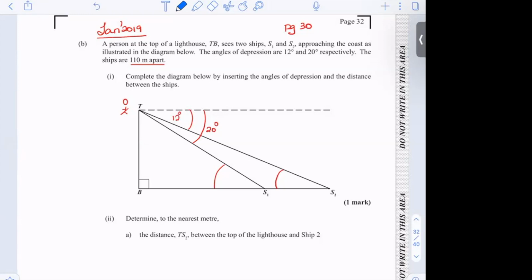Do you all have it? Did you all put the values? Yeah, miss. So here is 12 and here is 20. Do you all have that? Yes, miss. Also, the ships are 110 meters apart. Did you all put in that as well?